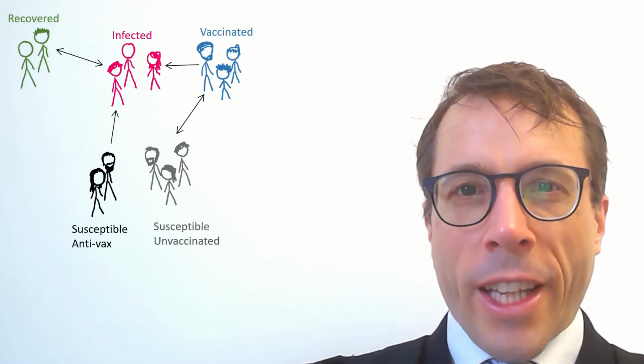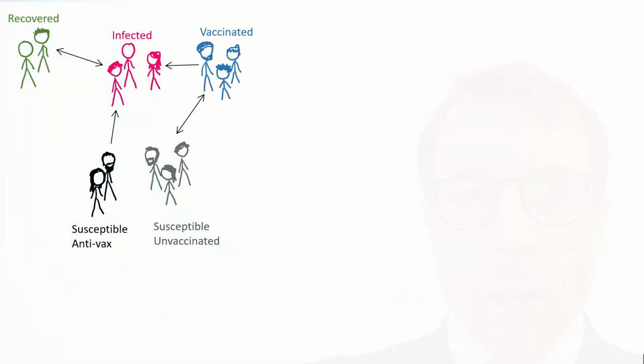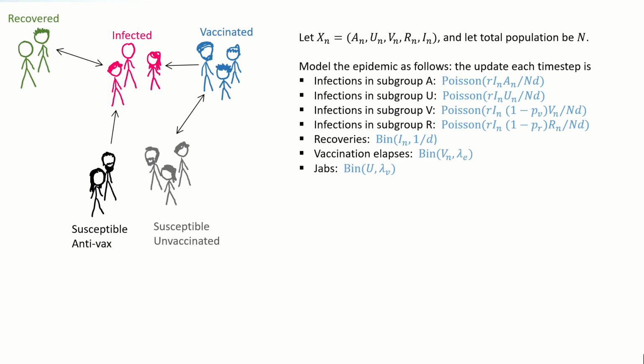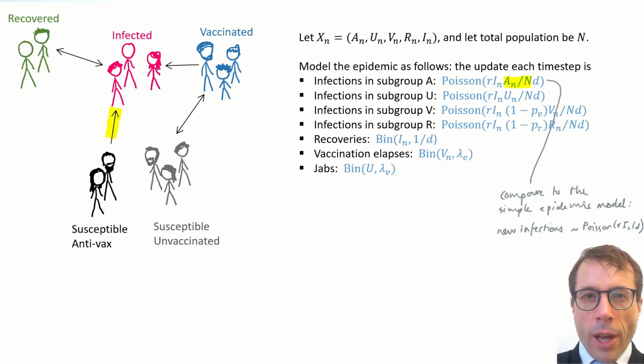First, we need to say what the Markov chain actually is. In other words, we need to say what its transitions are. There are lots of arrows in this diagram showing everything that can happen to all the different subgroups. Let's just pick out one of the updates. Let's say the number of anti-vaxxers who become infected. I've proposed a distribution for the number of anti-vaxxers who get infected each time step, this Poisson distribution here. The only difference between this distribution and what we considered earlier in our simple model, Poisson of r times i n divided by d, is that I've stuck in a factor a n divided by N, where capital N is the total population size. This says I'd expect a total number r times i n divided by d new infections, and a fraction a n divided by big N of them will be from subgroup A, since that subgroup makes up a n divided by big N of the total population.